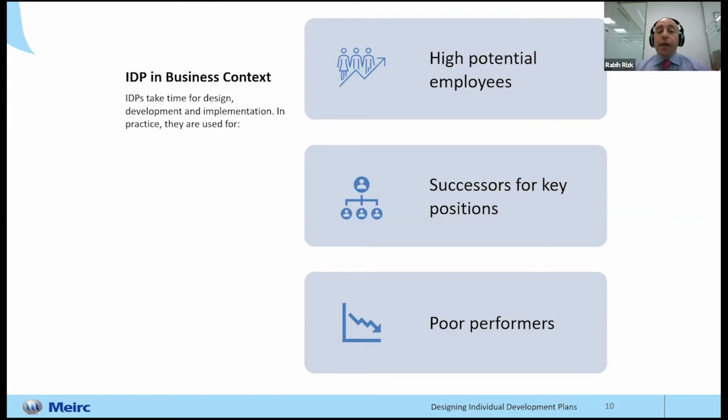Now, here I share three, but it can be a combination of any two or the three of them, or even some groups outside of those three. So, to whom do you dedicate such time, commitment, resources, and money and efforts to design, develop, and implement IDPs? A first choice is for high potential employees.